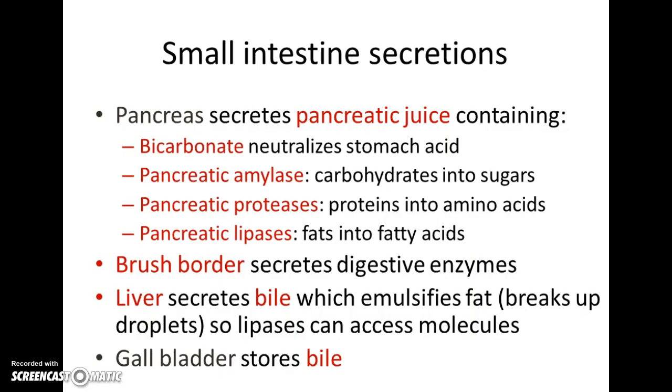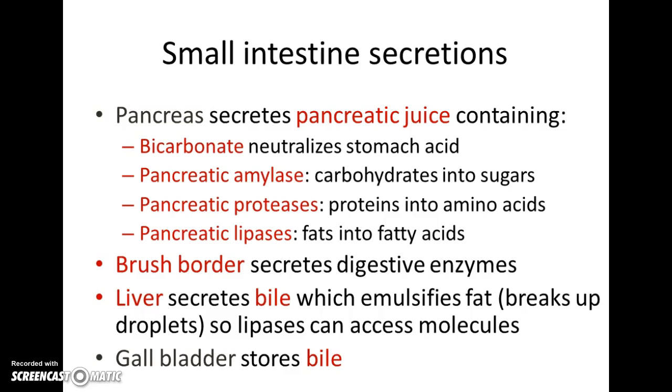In terms of small intestinal secretions, we have the pancreas. It secretes the pancreatic juice, which contains the bicarbonate ions that I was talking about before that neutralize the stomach acid. That's our little internal Tums pill there. We have pancreatic amylase. It helps to break down carbs into sugars, so that salivary amylase couldn't do the whole job itself, so you need some pancreatic amylase as backup once the salivary amylase is deactivated in the stomach.